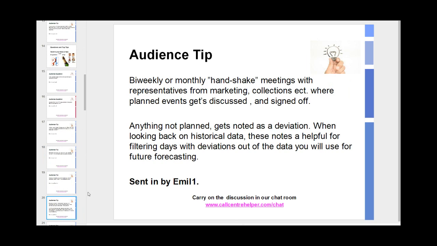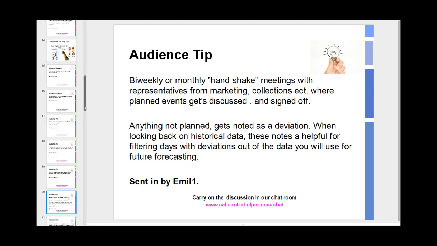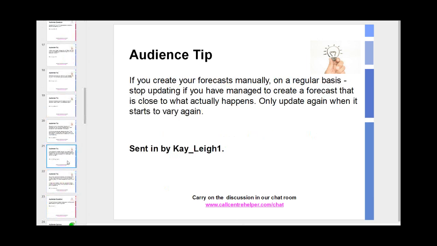There's a great one here. Emil said bi-weekly or monthly handshake meetings with representatives from marketing, collections, etc., where planned events get discussed and signed off. Anything not planned gets noted as a deviation when looking back at historical information. So, Dean, I think that ties in quite nicely with your building links with other departments. Just take a couple of quick ones.